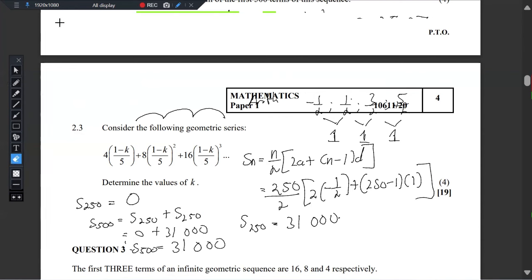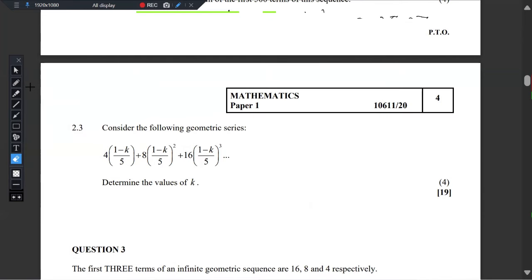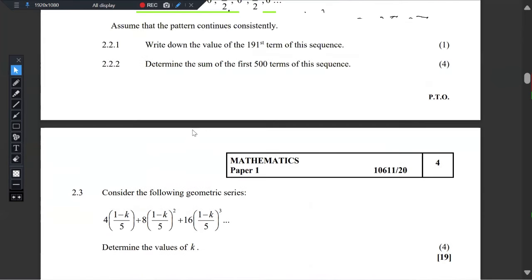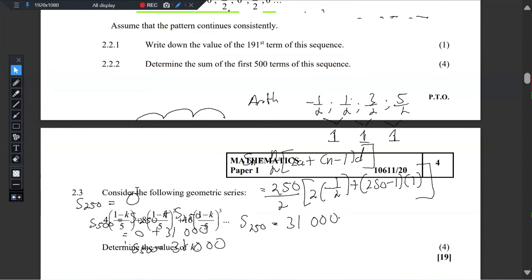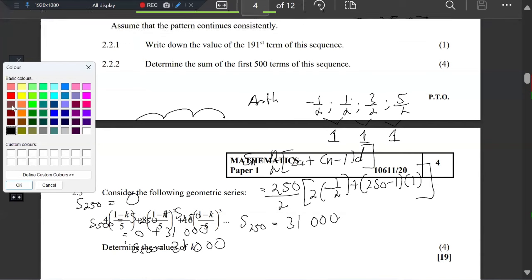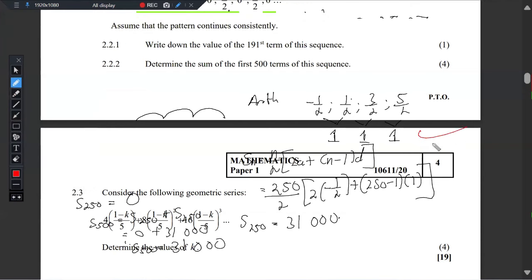Okay, let us proceed. Okay, so done with that one, 4 marks. Oh, I didn't show you where the marks are. Okay, they said it's a mark for getting the value of d. It's a mark for substituting into the correct formula, which is the Sn formula. And then it's a mark for getting 31,000. And then it's a mark for being able to say the sum of 500 terms is also 31,000. So 4 marks.